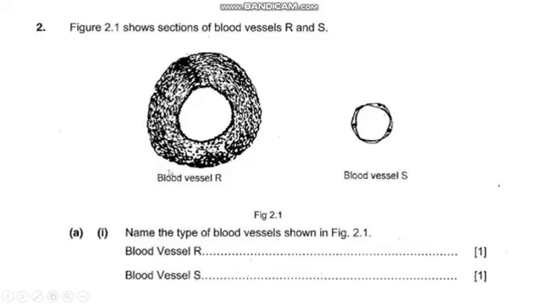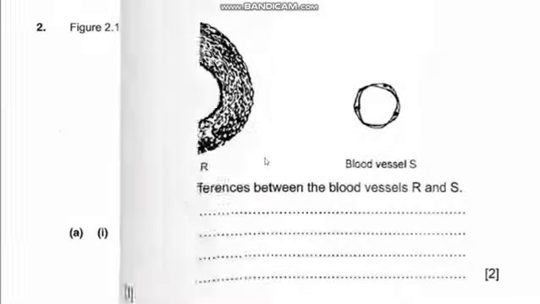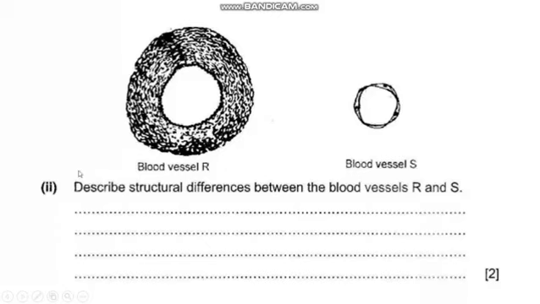So what is the name of blood vessel R? Right here. So blood vessel R is an artery, okay? And what is the name of blood vessel S? Blood vessel S is a capillary. So these are the answers to our question A1. So we now come to our question A2.